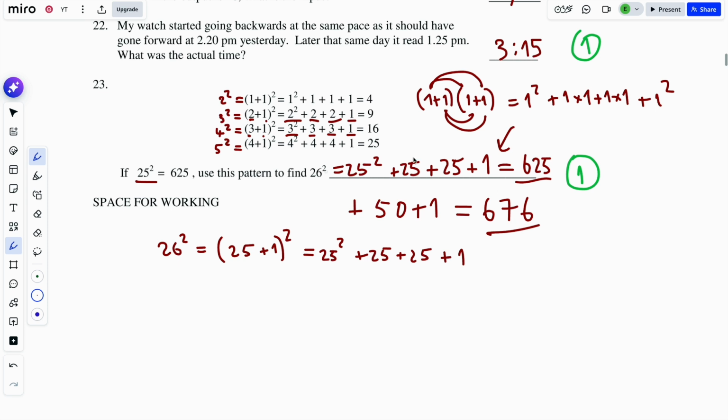Okay, so essentially what they've taught you in this question is a way to convert a slightly more complicated calculation like 26 squared into adding together 25 squared, 25, 25, and 1. Plus they already give you 25 squared, right? You don't have to work that out yourself.